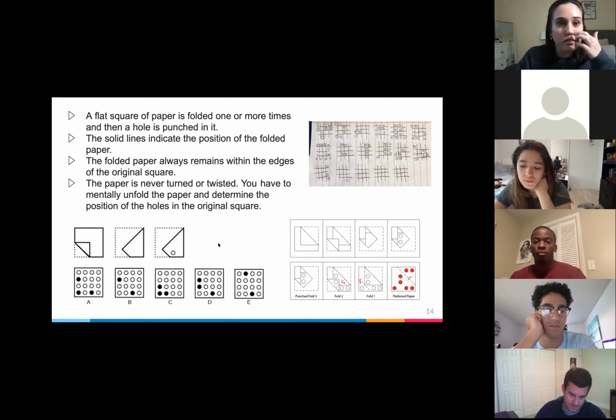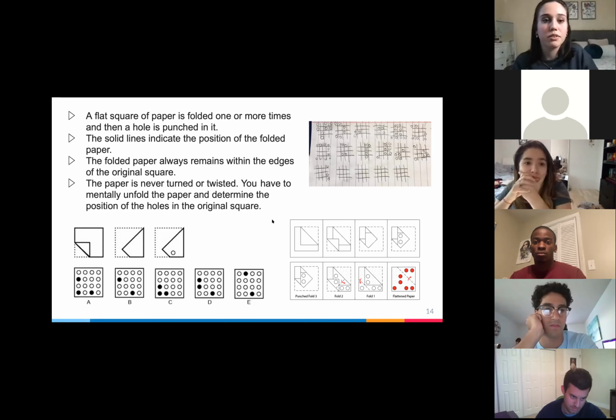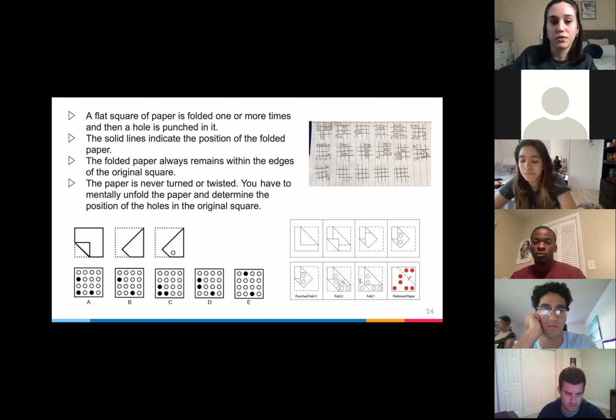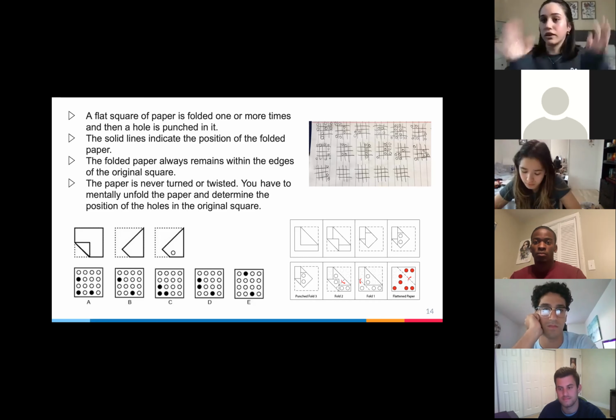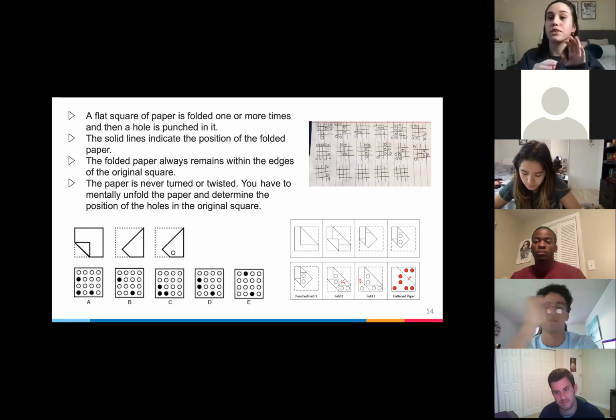The solid lines indicate the position of the folded paper. The folded paper always remains within the edges of the original square, and the paper is never turned or twisted. You have to mentally unfold the paper and determine the position of the holes in the original square. They're never going to flip it or anything like that. They just fold it. Sometimes they might fold it back.